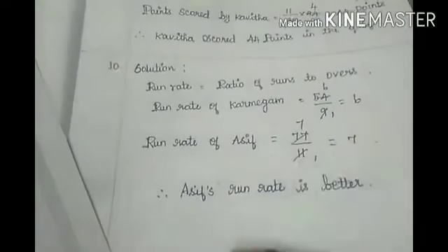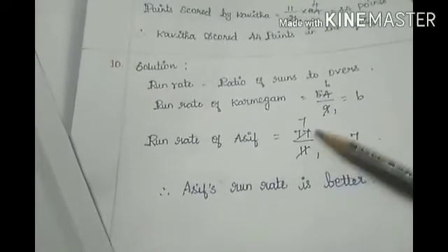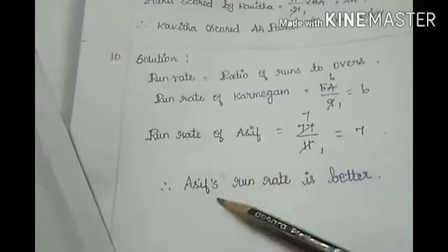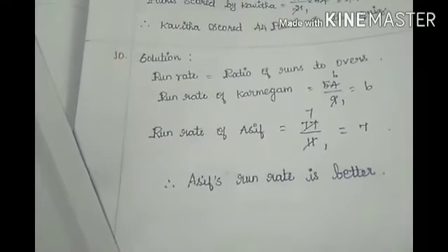Now Ashif's run rate: 77 runs and 11 overs. Okay, so this one is a 7. Cancel means 7 is the answer. So Ashif's run rate is better. Okay, now we going to see the next sum.